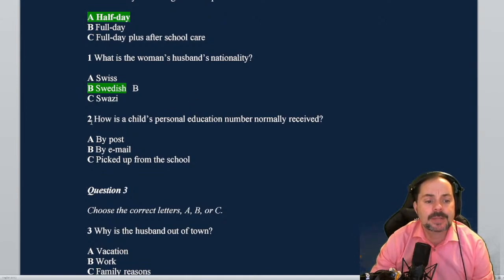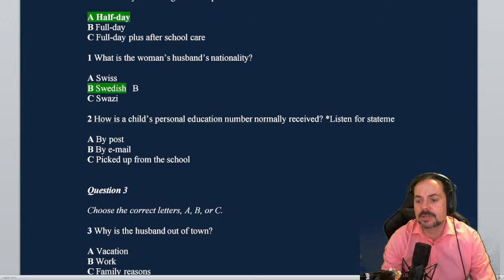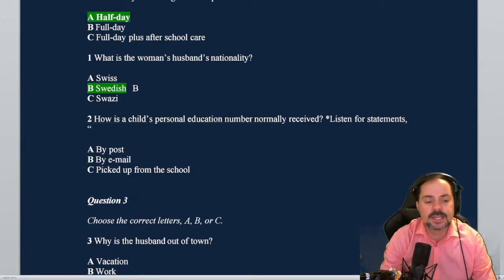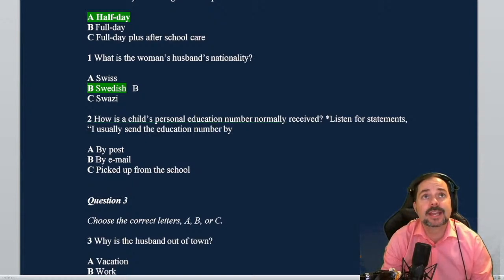All right, next question. How is a child's personal education number normally received? Now, you don't hear questions, right? You hear the people say answers, so you're always listening for statements, okay? So in this case, the woman says, I usually send the education number by, yeah, and a lot of you are saying A. Paulo, very good. Habibul, yeah, very good. Justin, yeah, post. You have to make sure that you put the letter. So she says post, yeah. I usually send it by post.